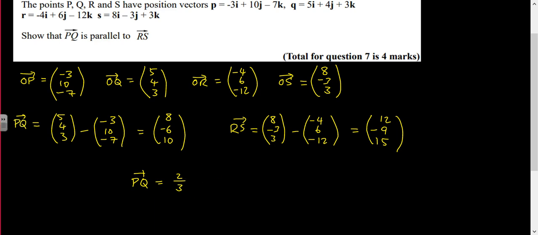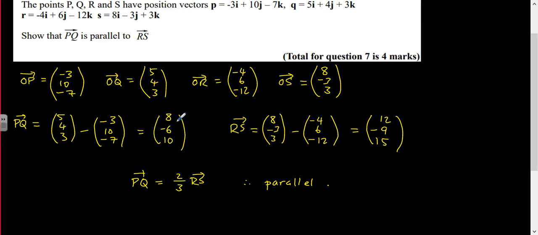All right, and I'm looking at each component individually. 8 is 2/3 of 12. Minus 6 is 2/3 of minus 9. 10 is 2/3 of 15. So PQ is 2/3 of RS. Therefore, those vectors are parallel. And what does that mean? It means that they have exactly the same direction.